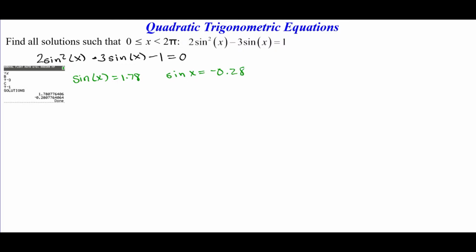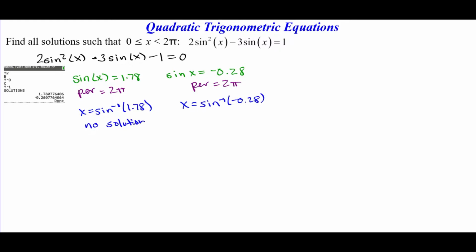Now I want to go back to my trig procedure. For each of these, the period is 2 pi divided by 1, so the period is 2 pi. Now I can start solving the trig equation. This is x equals inverse sine of 1.78, and this is x equals inverse sine of -0.28. Using my calculator, the first gives me no solution, so I can stop with that side, and over here I get about -0.28.